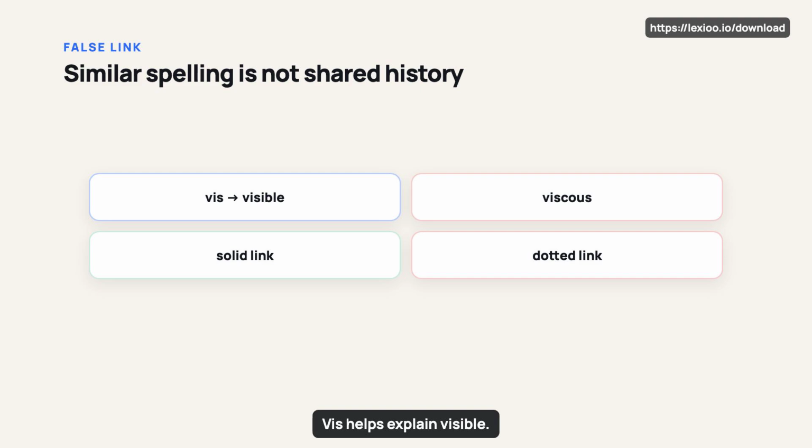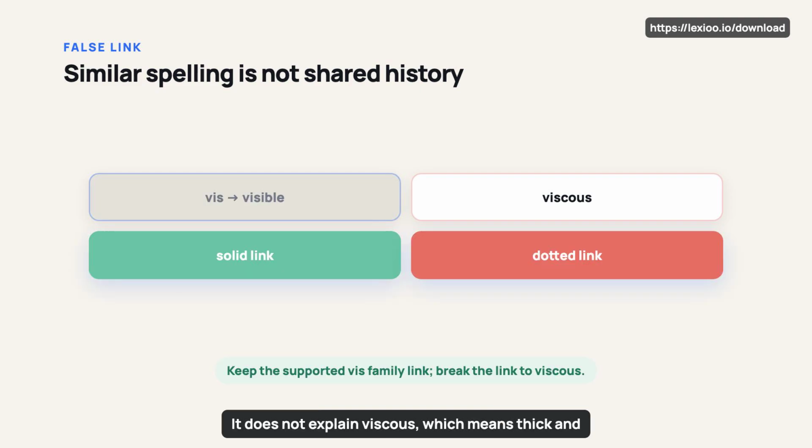This helps explain visible. It does not explain viscous, which means thick and sticky. Keep the evidence, but break the false connection.